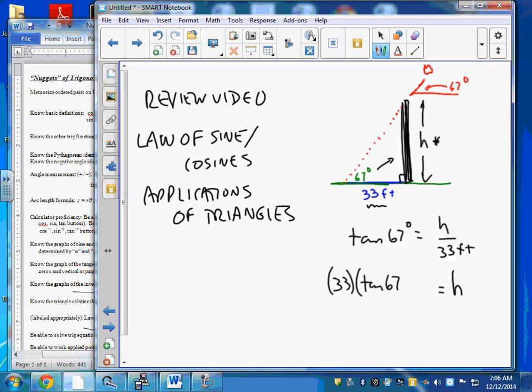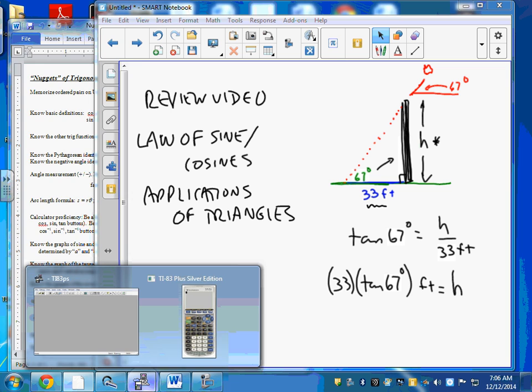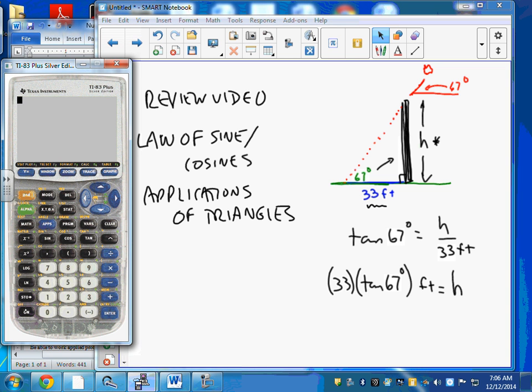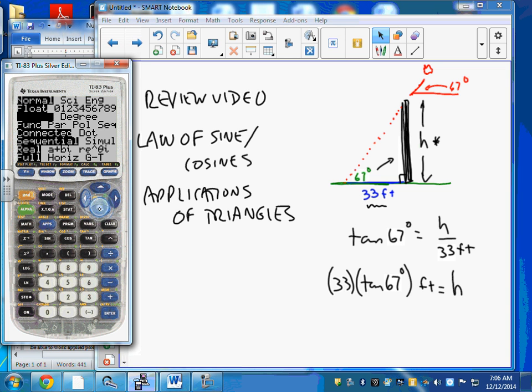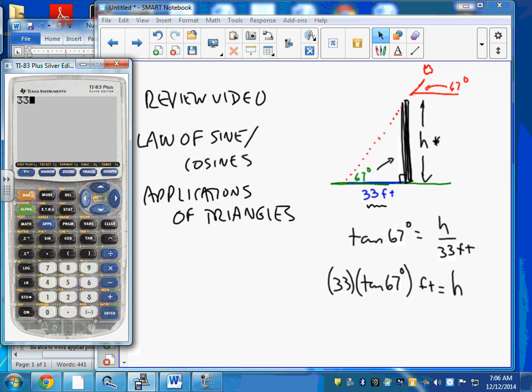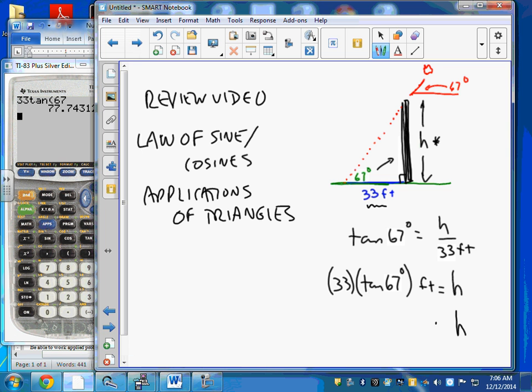67 is not a standard angle, so that says use your calculator. Just pull up your calculator. Now, because we're working in degrees, you need to make sure that you're in degree mode. So I can just type all that out, 33 times the tangent of 67 degrees. Okay, so the tower is approximately 77.743. Make sure you carry the units with it, feet. Okay, so there's a right triangle.